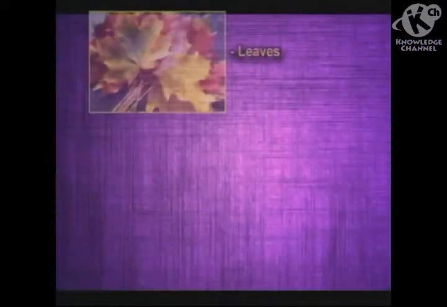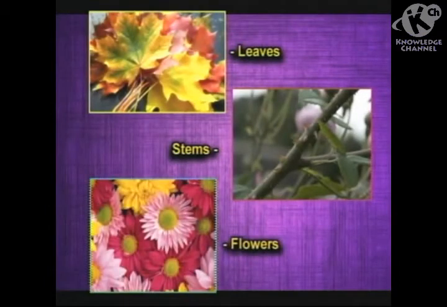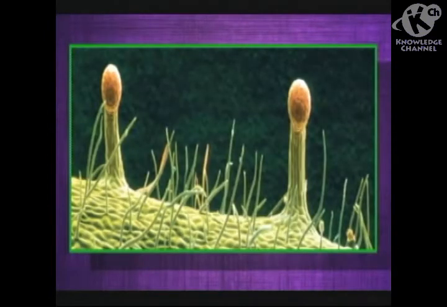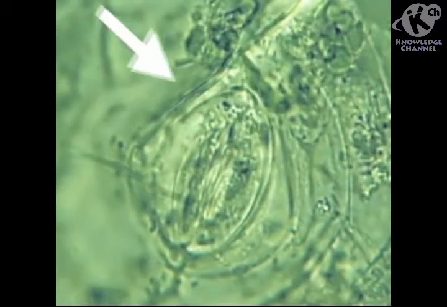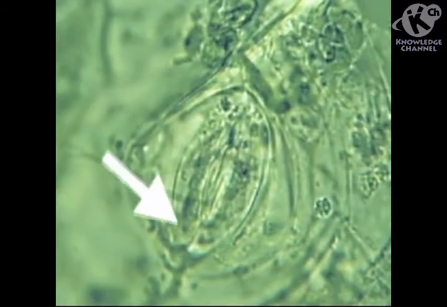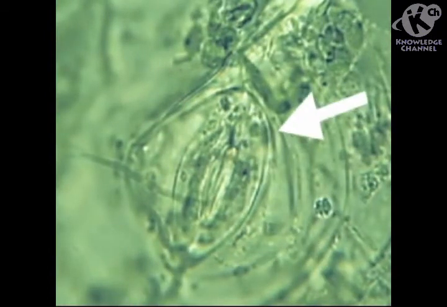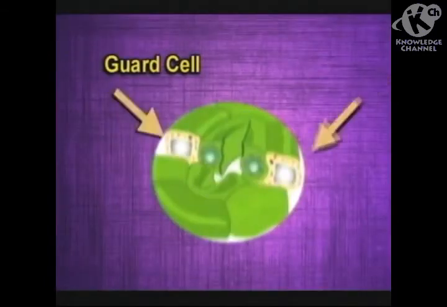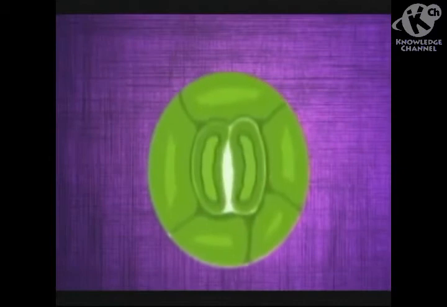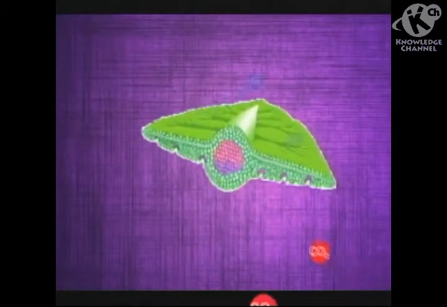The stomata are found on leaves, stems, and flowers, but are most abundant on the underside of the leaves. The stomata are surrounded by a pair of specialized epidermal cells, the guard cells. The guard cells regulate the exchange of gases by closing and opening the stomata. The guard cells open to allow carbon dioxide to enter and oxygen to leave the plant for efficient photosynthesis.